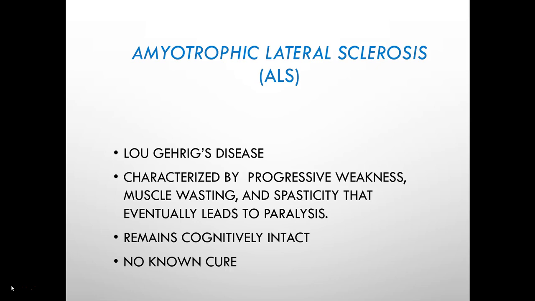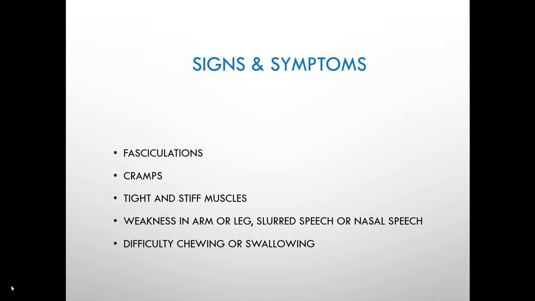So ALS, Lou Gehrig disease is another name for it, characterized by progressive weakness, muscle wasting that goes all the way to paralysis and eventually death. Remains cognitively intact, there's no known cure. Fasciculation, what does fasciculation mean? Rapid movement. They get cramps, tight and stiff muscle. Again, it has to do with muscle. It's tight, it's fixed, they're not using the muscle, so muscle atrophy becomes a problem.